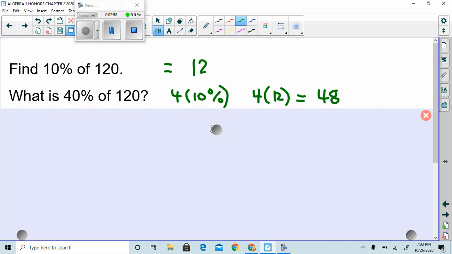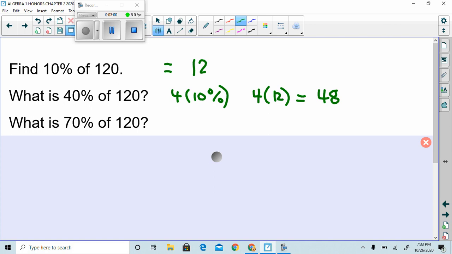Let's look at an additional problem. What is 70% of 120? Well, that's 7 times the 10%. If we know 10% is 12, then we have 7 times 12, which will then be 84. So this works with just multiples of 10: 10%, 20, 30, 40, 50, 60, and so on.